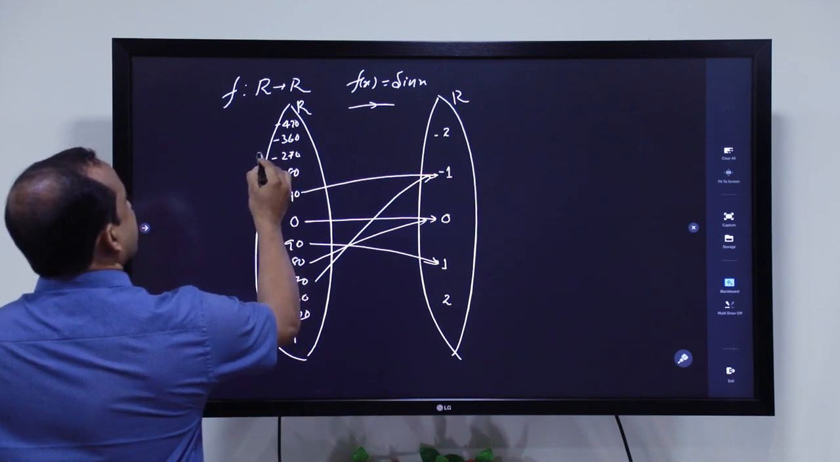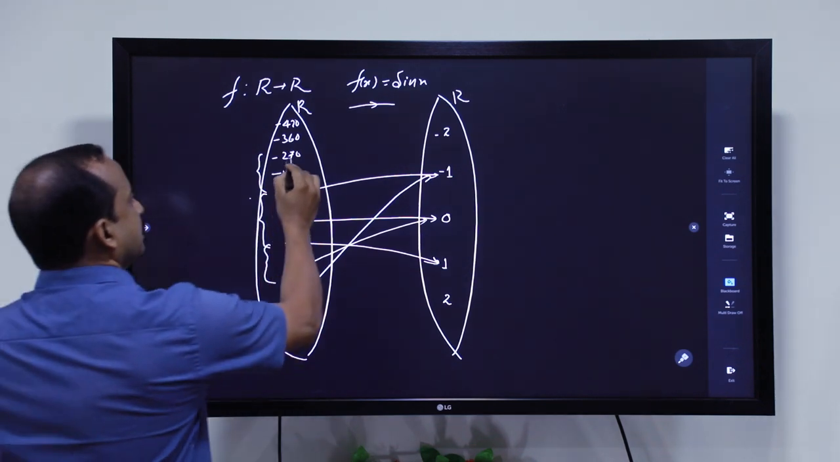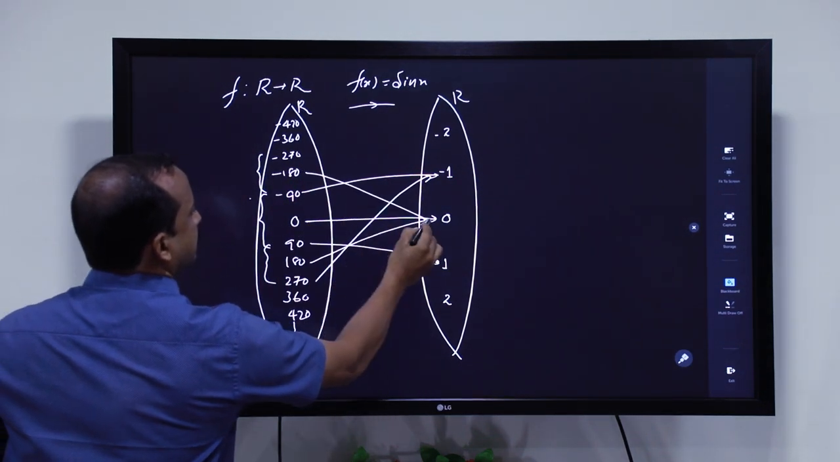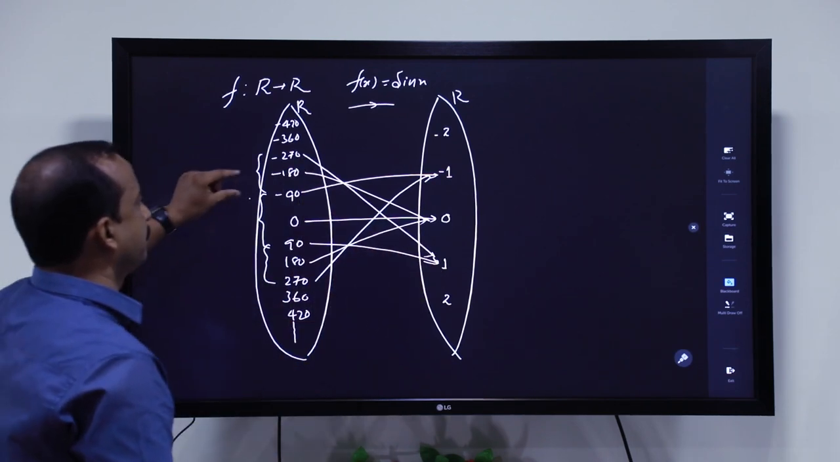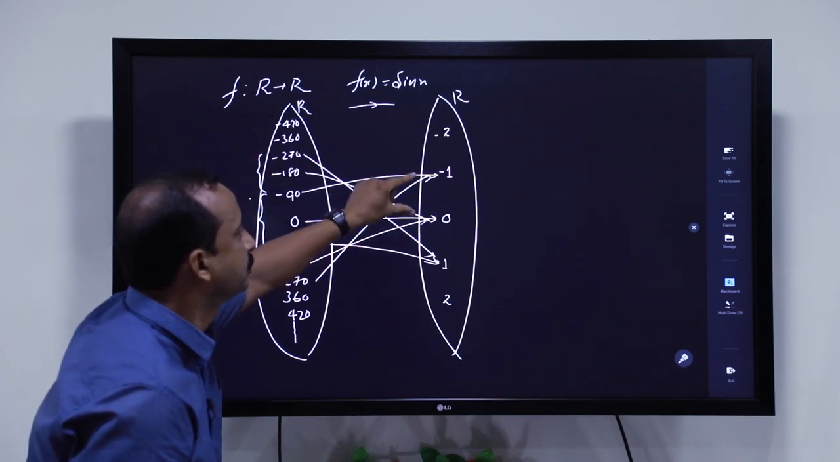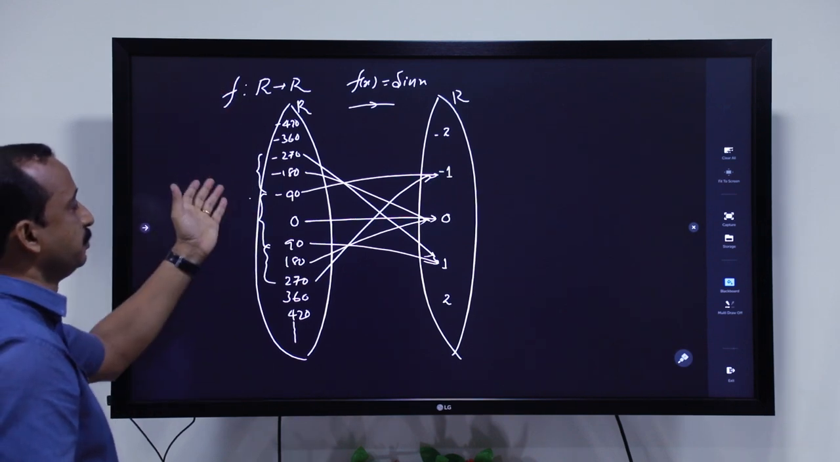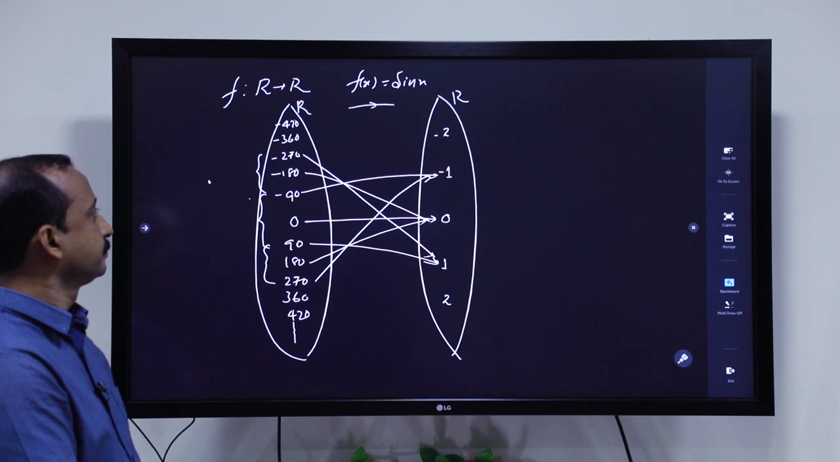Similarly, from minus 90 to minus 270, the image of minus 90 is minus 1, the image of minus 180 is 0, and the image of minus 270 is plus 1. Also, for values between minus 90 and minus 270, the images lie between minus 1 and plus 1. In all real numbers, the images lie between minus 1 and plus 1.